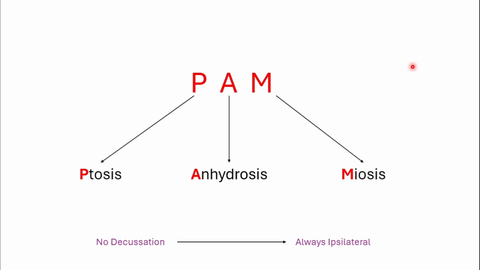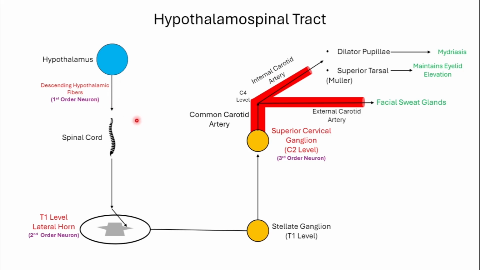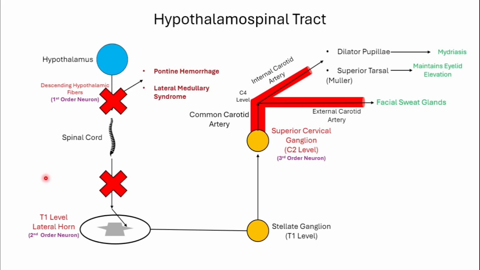So, as we said, we have three order neurons. A lesion can happen at the first order neuron, so anywhere between the hypothalamus and the T1 spinal level. Lesions that could happen here can be lesions in the brain below the hypothalamus, or lesions in the spinal cord above the T1 level. So there can be a lesion in the brainstem, such as a pontine hemorrhage or an ischemia, or inadequate blood flow, to the lateral medulla, causing the lateral medullary syndrome, which we will discuss in a future lecture. Or we can have a spinal cord lesion above the T1 level.